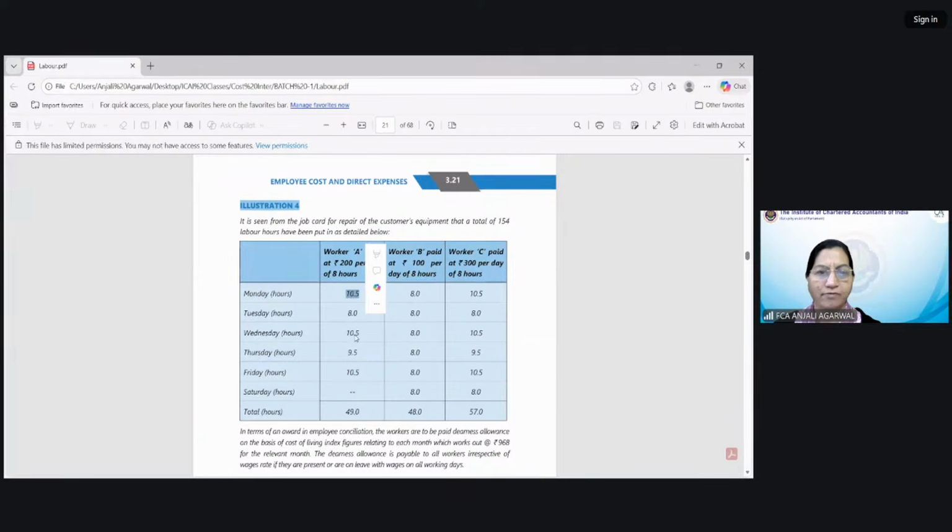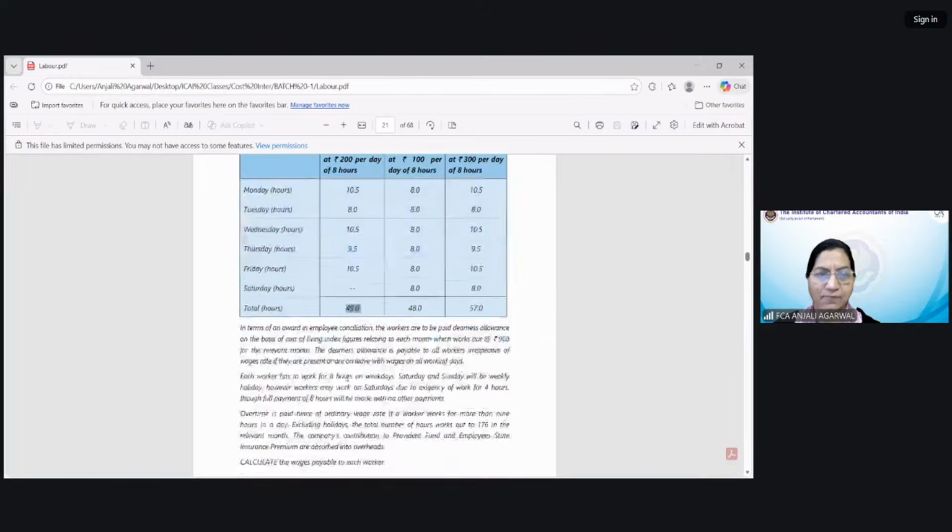So 1.5, 1.5, 3 1.5s, that is 4.5 and another 0.5. So 5 hours is overtime. If you look at it in totality, it's just 1 hour. But if you look at each day, it's 5. So the worker would be paid overtime for 5 hours.